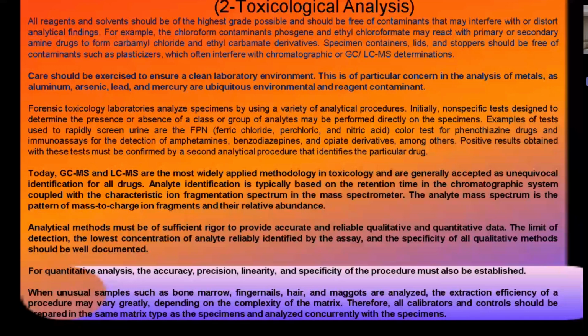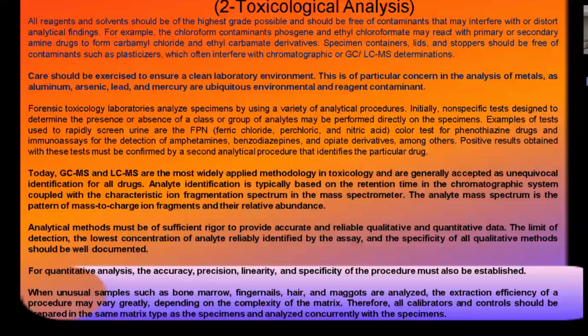A forensic laboratory will analyze with its own procedures and will have specific tests. For example, a specific urine test uses a ferric chloride set, perchloric acid, and nitric acid. There are color tests for phenothiazine drugs, and for the detection of amphetamines, benzodiazepines, or opioids. There are different tests. If positive results are obtained, then we can go for a secondary procedure and identify the particular drug.